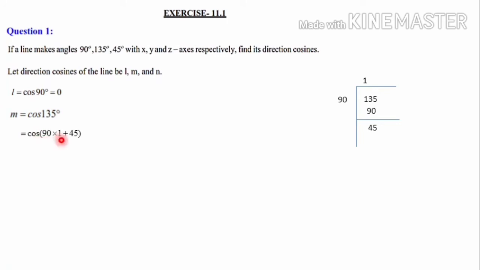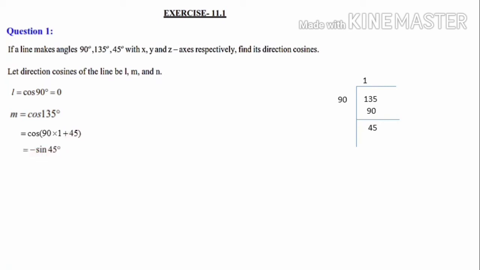Here 1 is odd number. So since 1 is odd number, here it is cos. For cos you have to write sine. So minus sine 45. That is the answer. Minus sine 45.